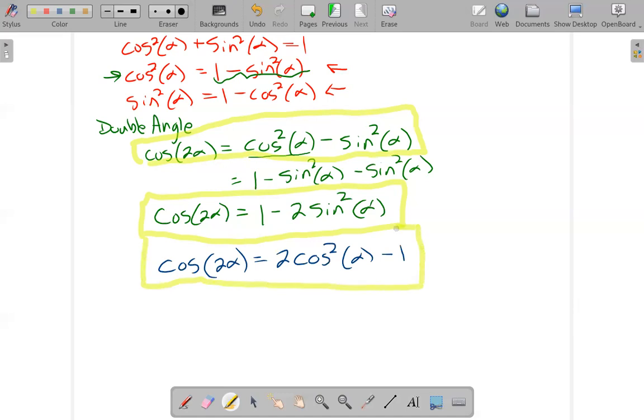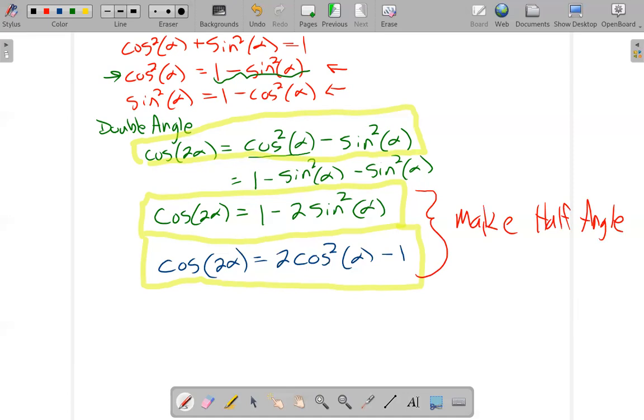Okay, so why are these other versions important besides the fact that they were just fun to do? Because they lead to what's called the half angle formulas. So I'm going to take these two next and I'm going to rewrite them. These make half angle formulas, because if you double in one direction, you have half in the other direction.